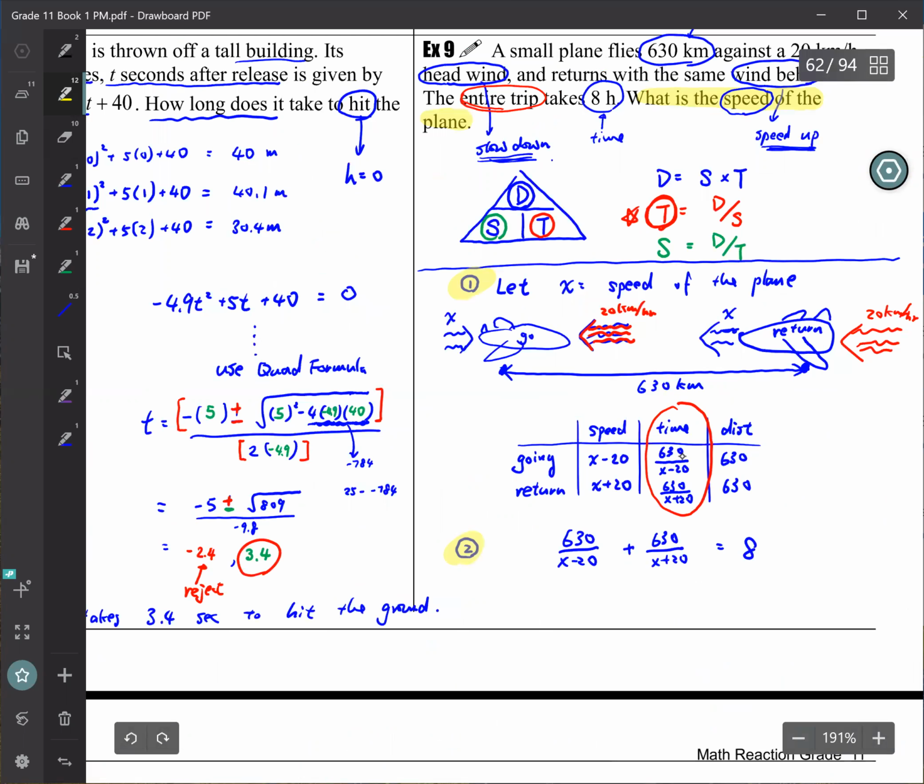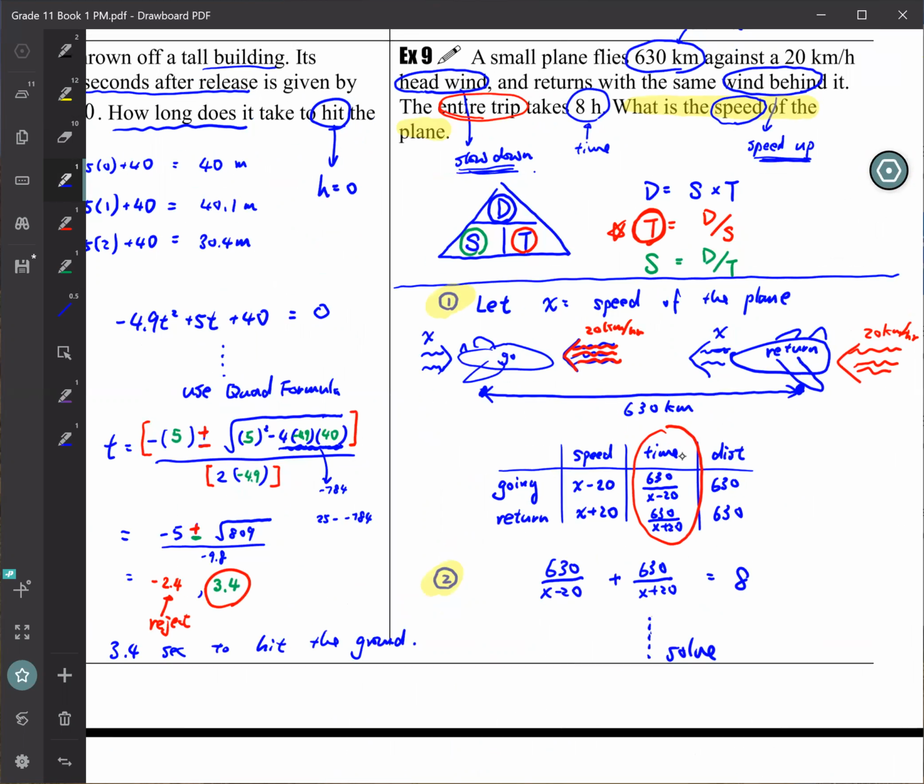So after this, you need to solve for x, and then when you get the answer for x, that will be the speed of the plane. So this is a standard example of a speed, time, and distance problem, okay?